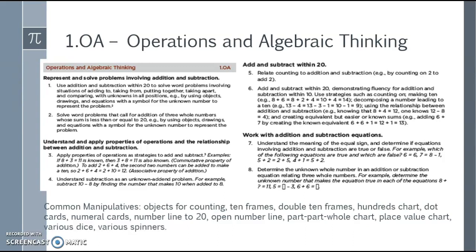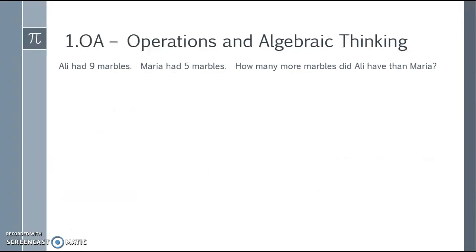10 frames, double 10 frames, because we need to count above 10. As you see, we need to use addition and subtraction within 20. Also, we're going to use a hundreds chart, dot cards, numeral cards, number line to 20, an open number line, part whole chart, place value chart, various dice, and various spinners to do all of these items. So let's get to it here.